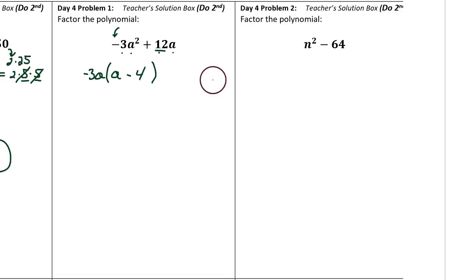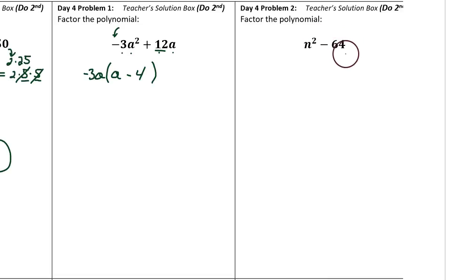Day 4, problem 2, we're going to factor this polynomial. Again, there's a two-step process. The first step is to see if there's a GCF. But this time, the only GCF is 1, and you don't have to factor out a GCF of 1. That doesn't accomplish anything. The second step of factoring is to see if the polynomial fits a special pattern that's been learned.